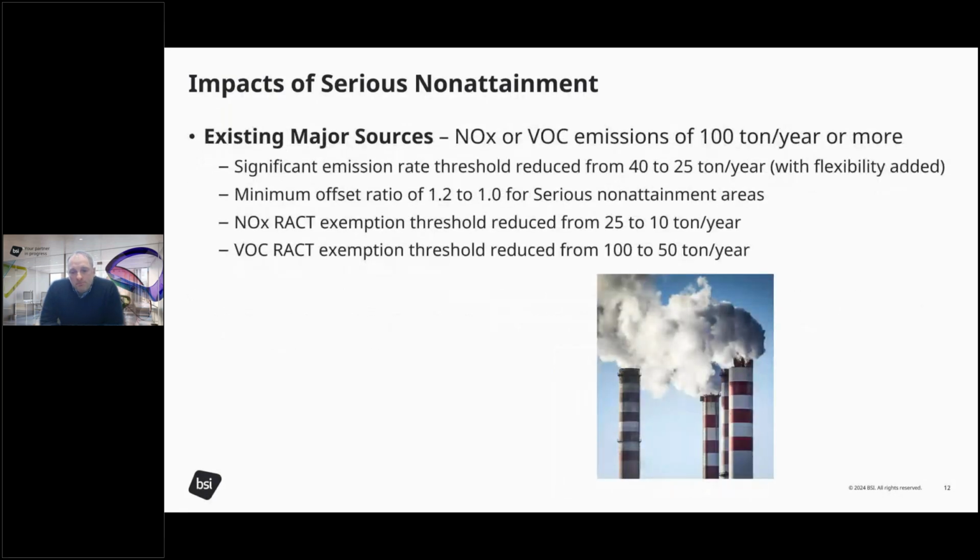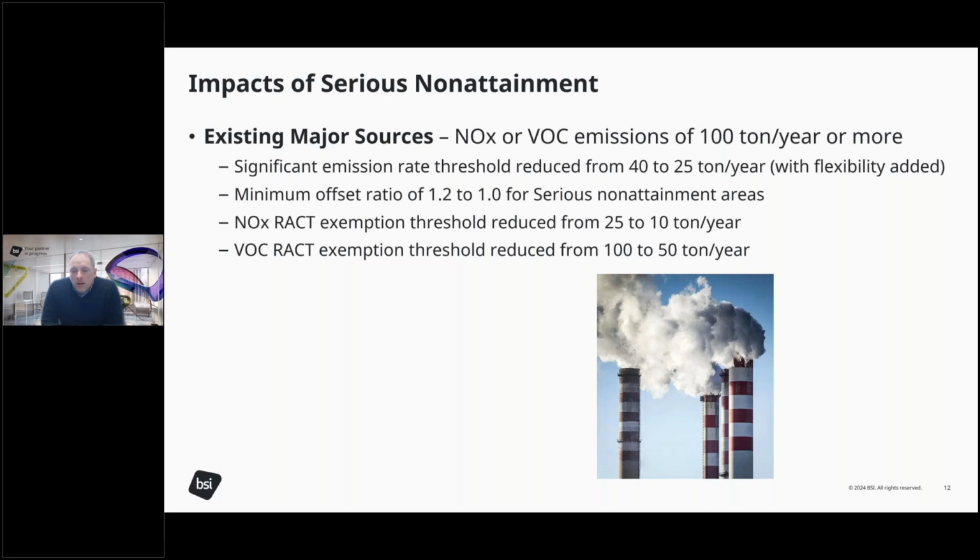But to start out, I wanted to give a brief overview of what I consider the impacts on existing major sources. So those are the sources that have potential to emit of NOx or VOC over 100 tons per year. Most importantly, the significant emission rate threshold is being reduced from 40 to 25 tons per year. I'll discuss this in a little more detail when we talk about the definition of major modification. And also, if you have to go through nonattainment new source review, it now includes a minimum offset ratio of 1.2 to 1 for serious nonattainment areas. That's up from the 1.15 to 1 ratio for the moderate area.